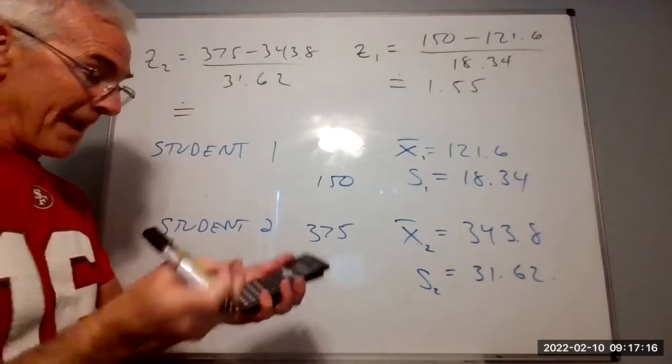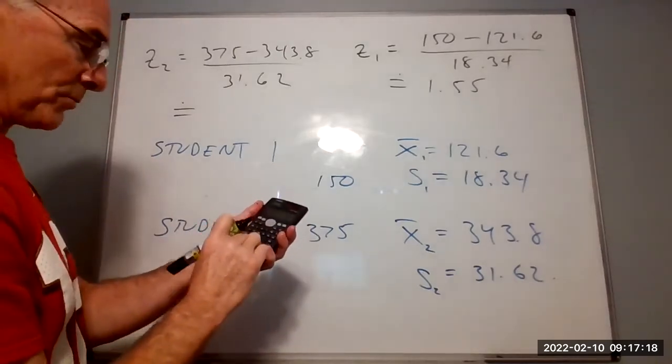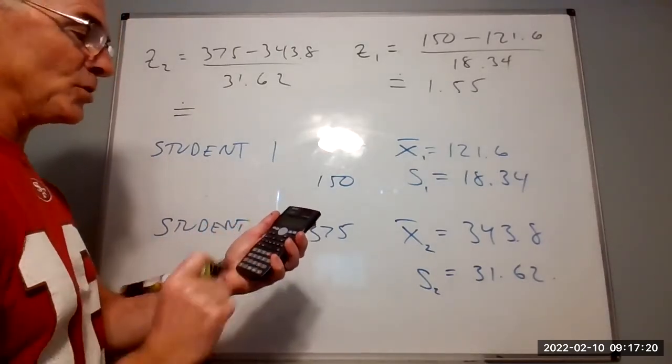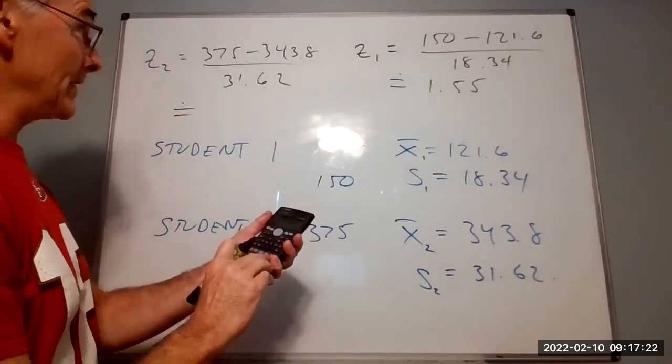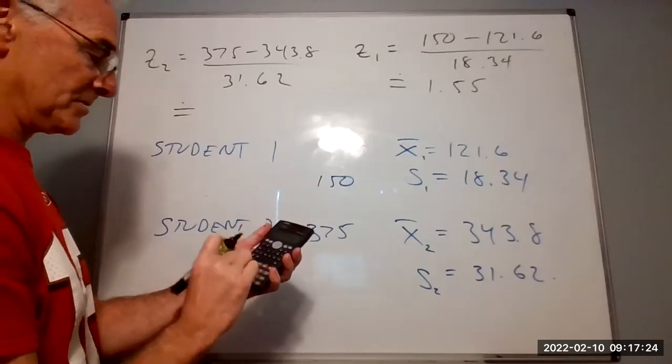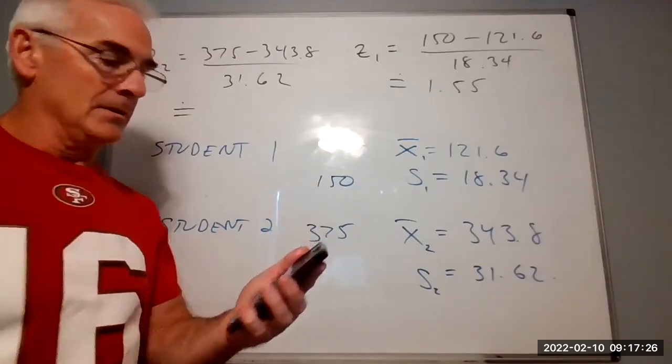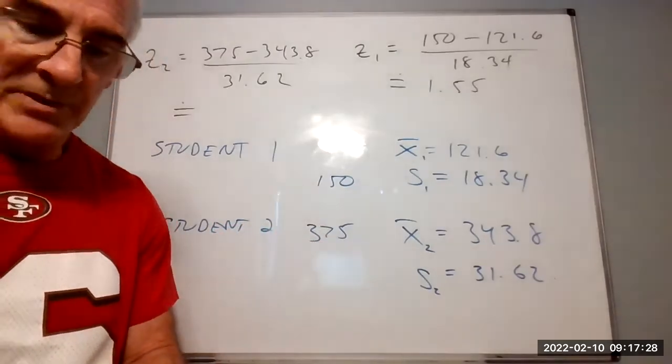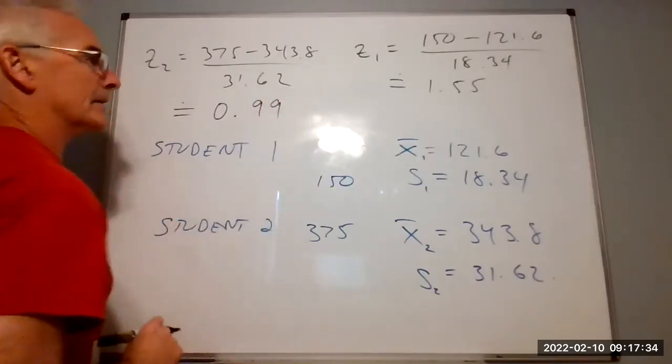So when I'm doing this, I'm lazy. I just do the numerator first, 31.2, and then I divide that by 31.62. That way I know I got it right. Okay, has anybody got a number there? 0.99. So that's approximately 0.99.